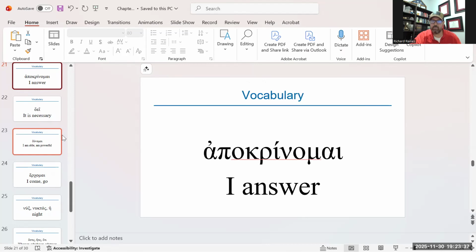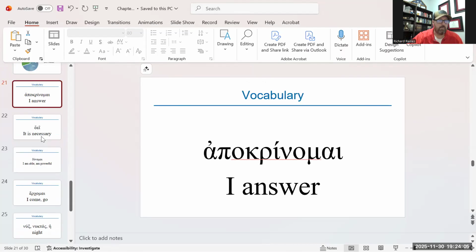Apokrinomai. I answer. So this is a vocabulary word that you are learning as oh my, right? So if you were to parse apokrinomai, you can see that the definition is in the active voice, right? It's got oh my, so you know it's either passive or middle.